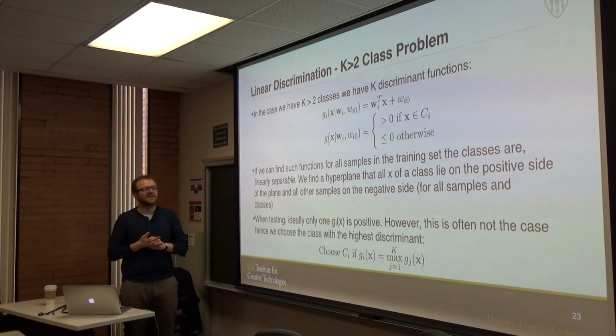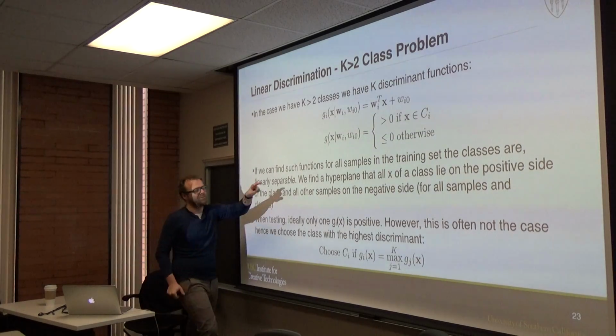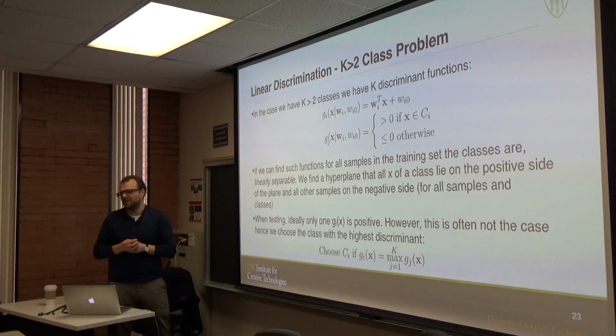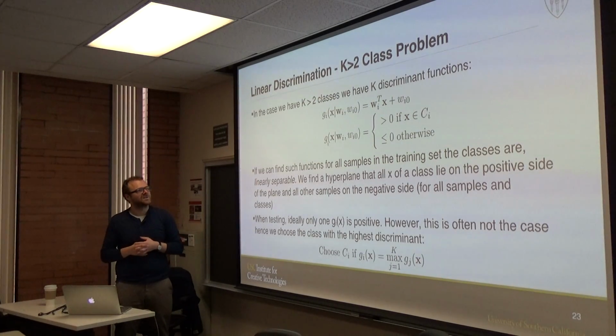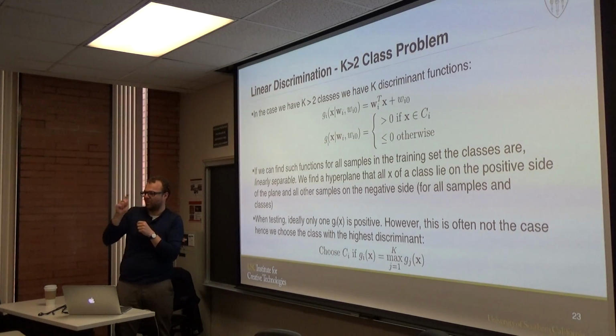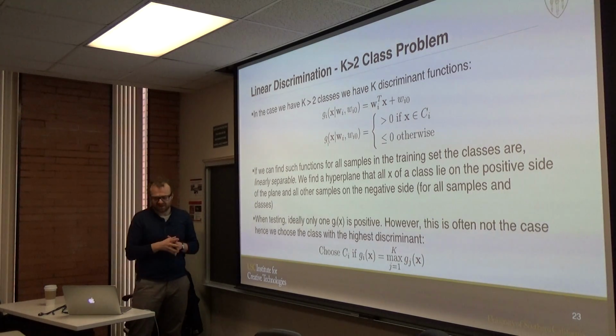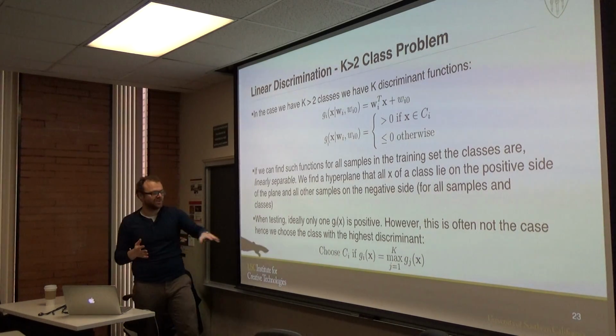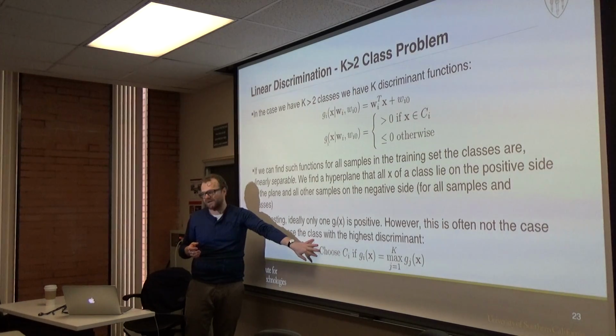And what ideally would happen is that for every input, only one of these g_i discriminant functions would be greater than 0, and all the others would be less than or equal to 0, right? So that would be ideal. That means that each point is only on the positive side for one single discriminant function. But that often is not the case, and we'll see what happens then. Basically, if it's not the case, you can use the maximum.